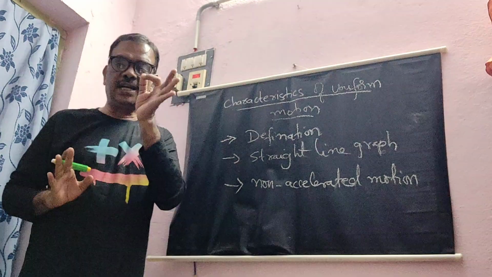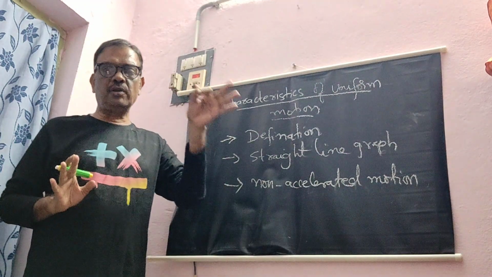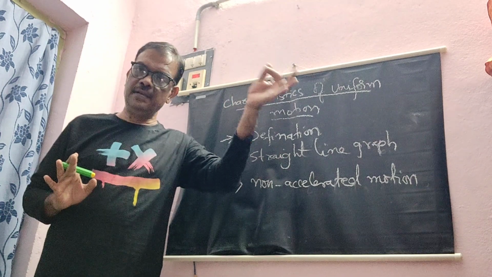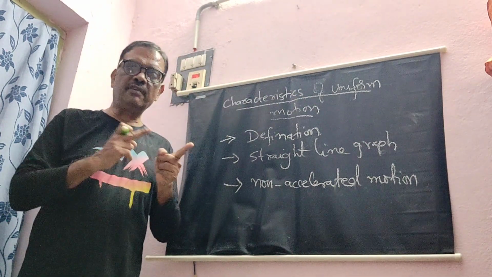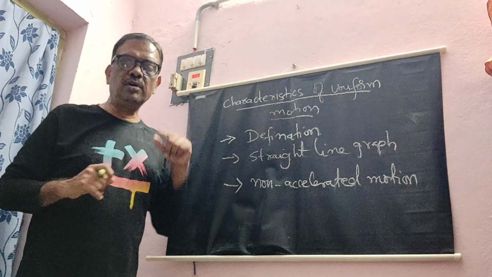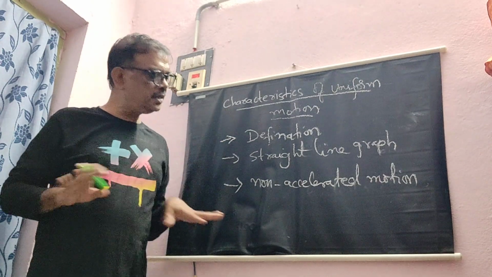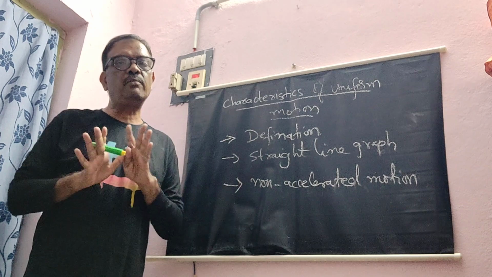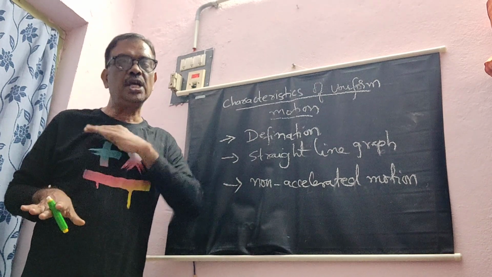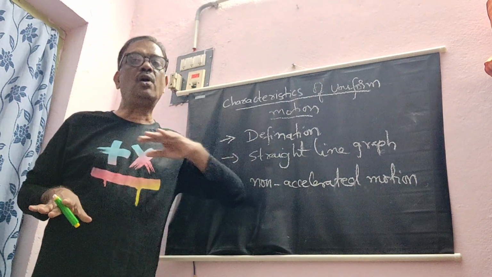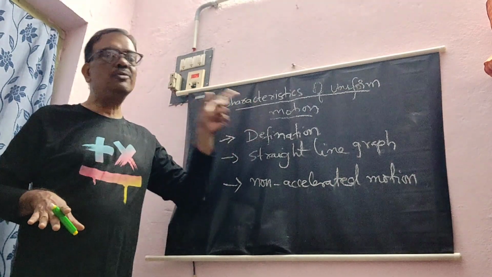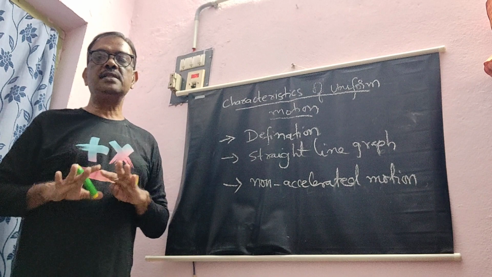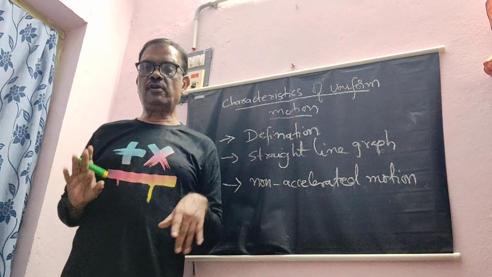So these are the three characteristics of uniform motion. Whenever you write characteristics, first is the definition: if an object covers equal distance in equal interval of time, the object is said to have uniform motion. Second, if we plot a graph between distance and time, in uniform motion we get a straight line graph. Third, non-accelerated. Uniform motions are non-accelerated because there is no change in the speed of the object. Constant speed, uniform speed. That's why the motion is uniform motion.